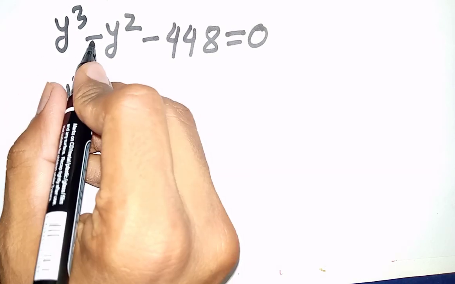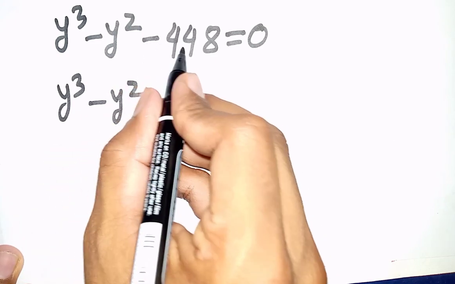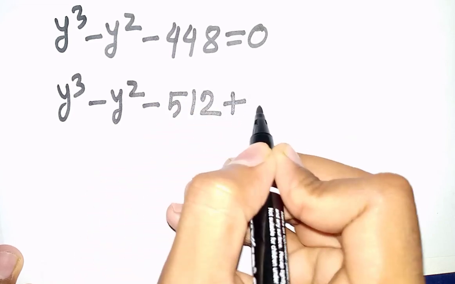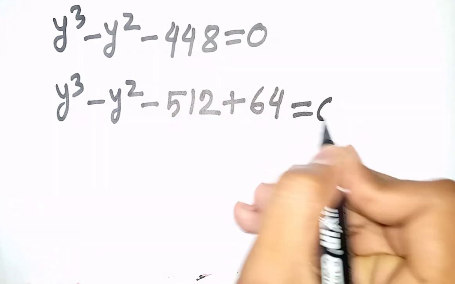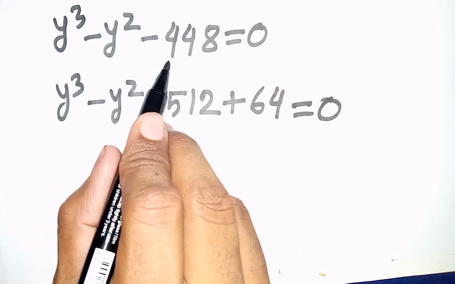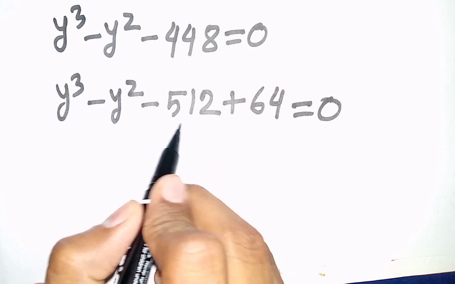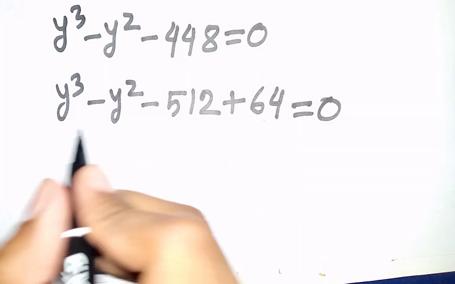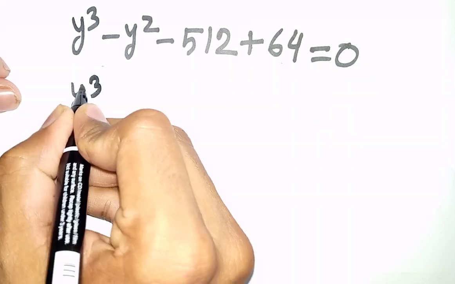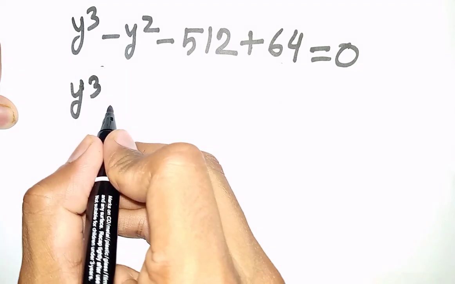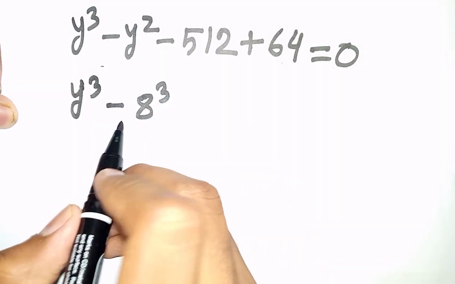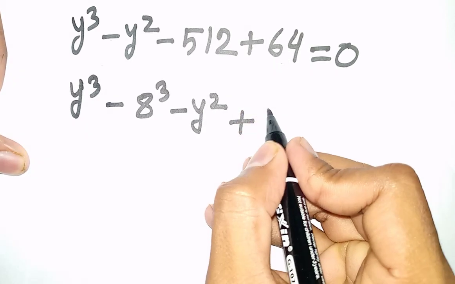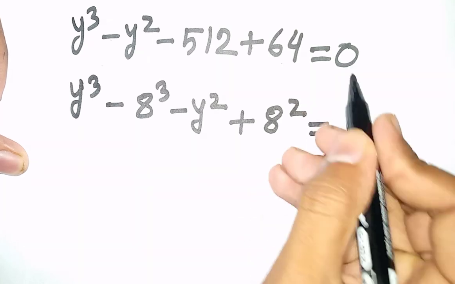Now y cube minus y square, then minus 448 is the same as minus 512 plus 64, then is equal to 0. How to understand this? Attention here, the nearest cubic number of 448 is 512. So minus 448 is the same as minus 512 plus 64. Now we have y cube minus 512, which is the same as minus 8 cube, then minus y square plus 64, which is the same as 8 square, is equal to 0.